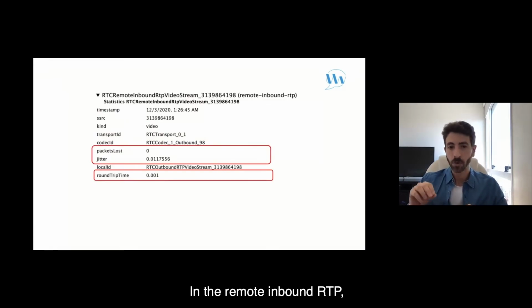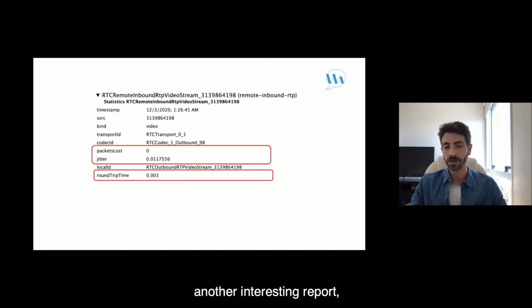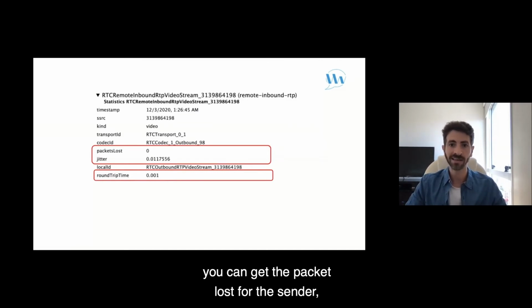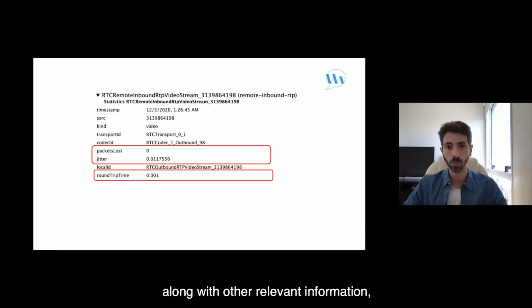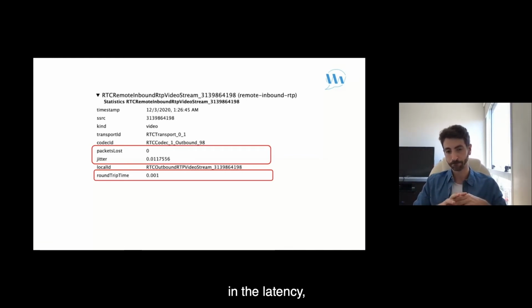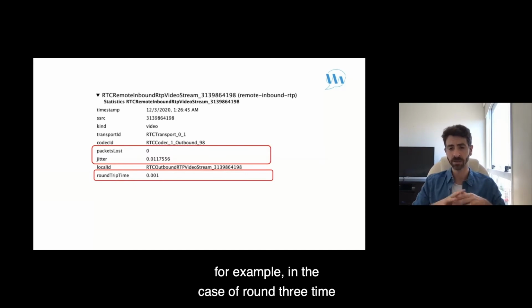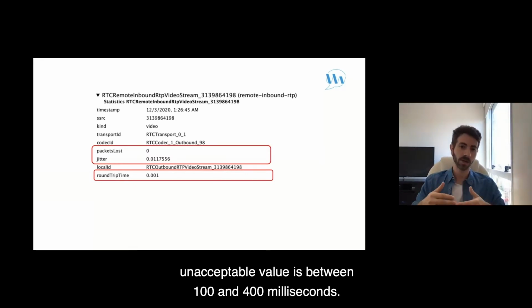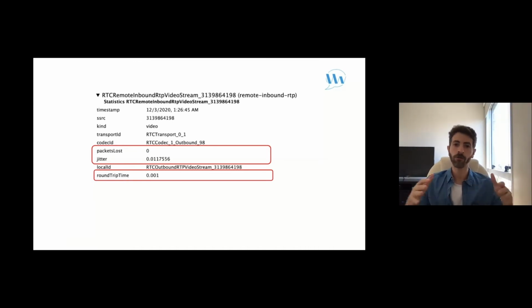In the remote inbound RTP, another interesting report, you can get the packet loss for the sender, along with other relevant information, that is, jitter and round trip time, which expresses the latency. For example, in the case of round trip time, an acceptable value is between 100 and 400 milliseconds.